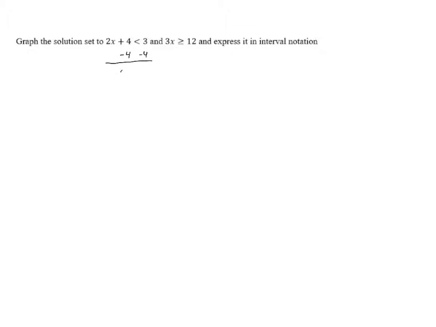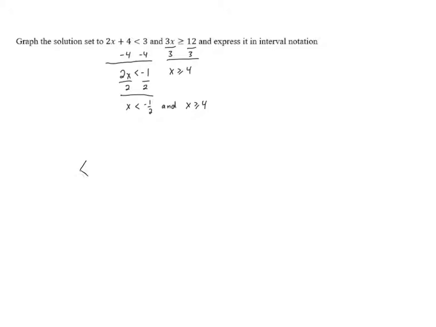This leaves us with 2x is less than negative 1. And to get x alone, we divide by 2. That leaves us with x is less than negative 1/2. So that's the first one. For the second one, to get x alone, we just need to divide both sides by 3. That gives us x is greater than or equal to 4. So this becomes x is less than negative 1/2, and x is greater than or equal to 4.